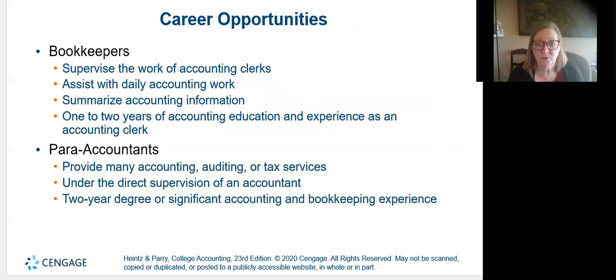Also, requiring experience would be bookkeepers and paraaccountants. These are non-degreed career opportunities in accounting, but they still have good solid wages. They have dependability, so really good jobs. But if you want to get a job as an accountant or get a CPA certificate, you need to get the accounting degree. But these are some jobs you could get just through experience.